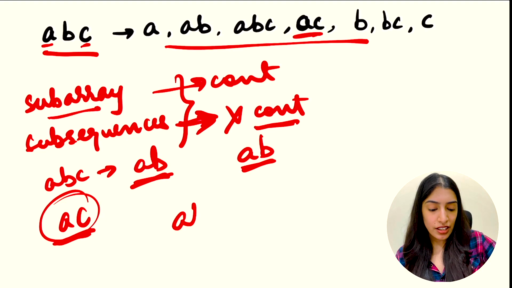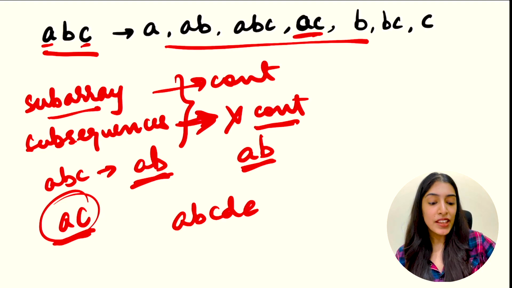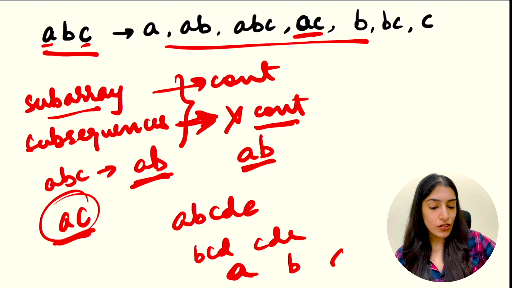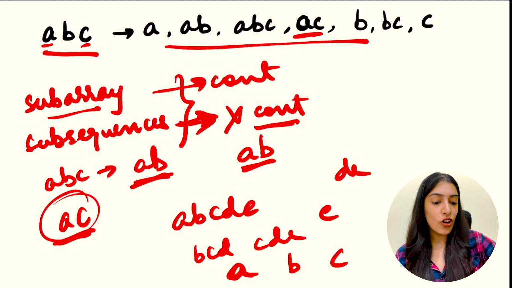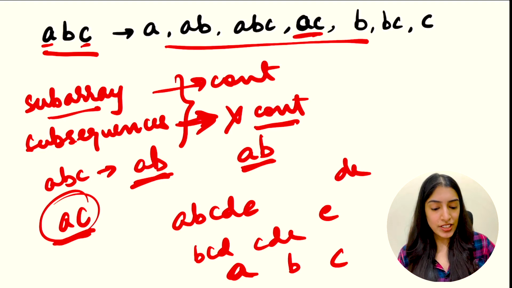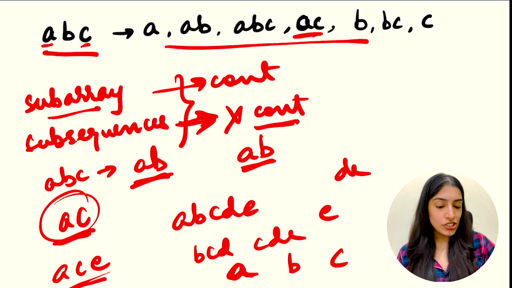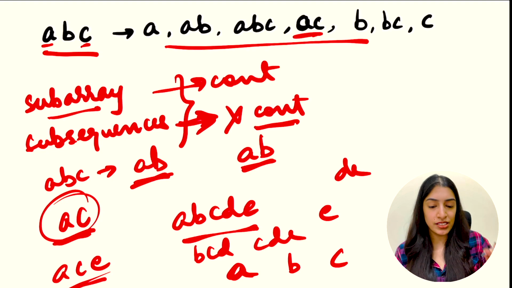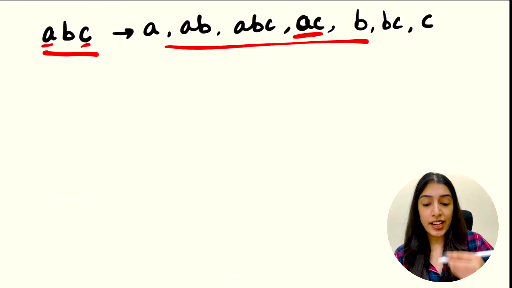So if we say we have some A, B, C, D, E, then the subarrays are like B, C, D is a subarray, C, D is a subarray, only A, only B, only C, only E, D, E, all of these are subarrays. And these subarrays are also subsequences. But if we see something like A, C, E, so this is a subsequence. It is a subsequence, but it is not a subarray. So I hope you have understood the difference between subarray and subsequence by now. Now let's move on to understand that what are all the possible subsequences of a given string.